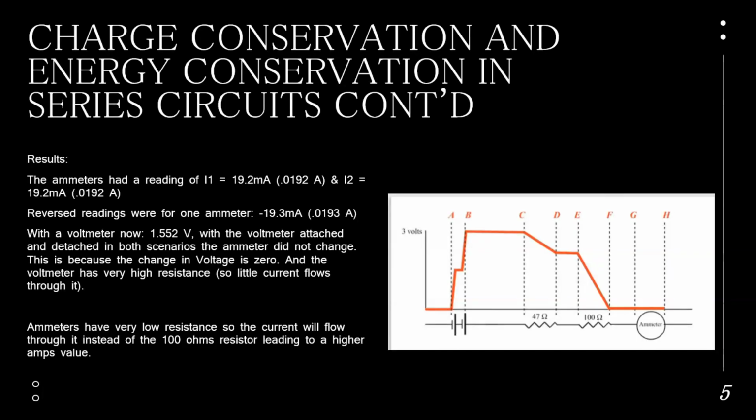Ammeters have a very low resistance, so the current will flow through it instead of the 100 ohm resistor, leading to a higher amps value. And we came up with that after putting an ammeter back within the circuit alongside the 100 ohm resistor. And then you can also see some of the results of our findings within the graph right here as well.